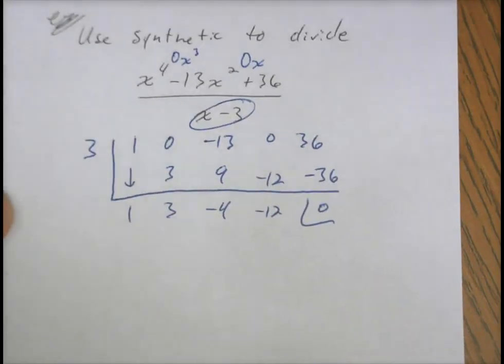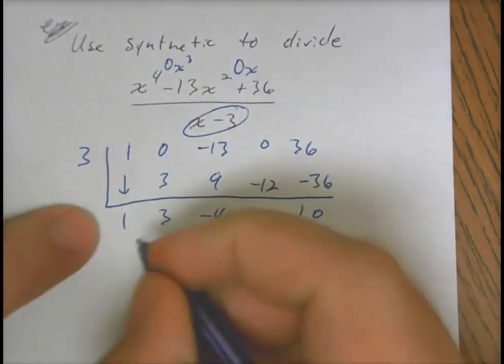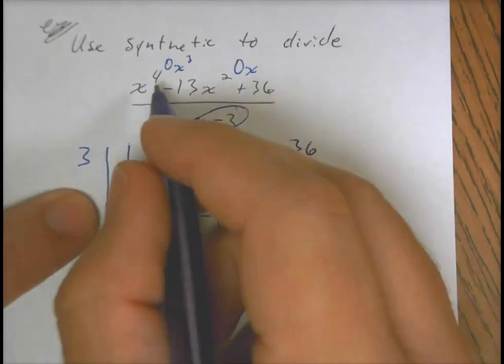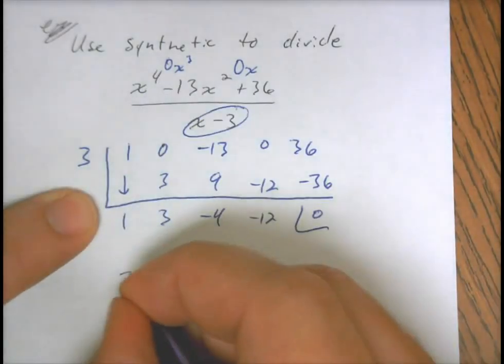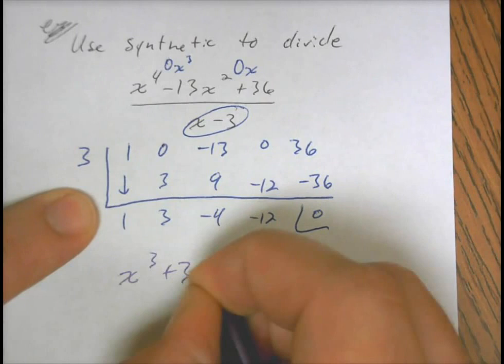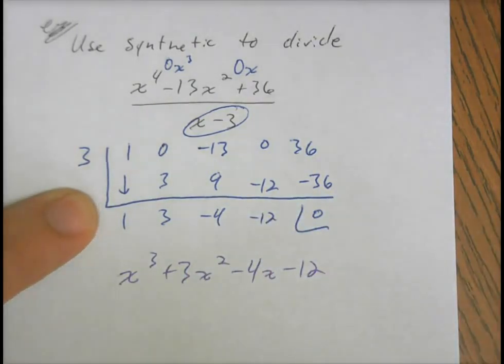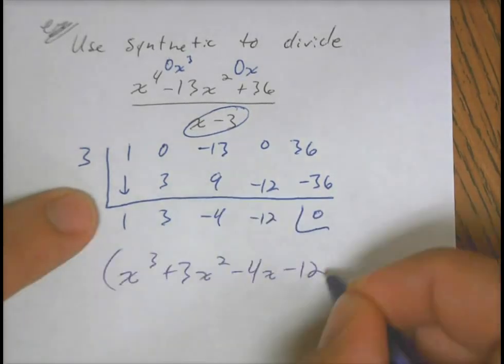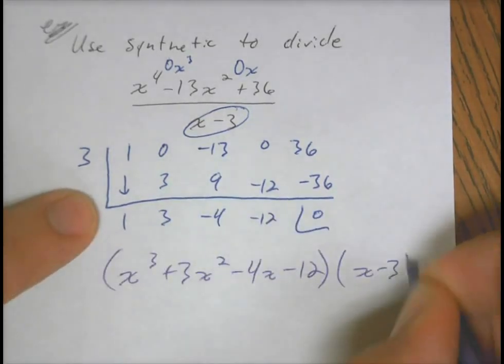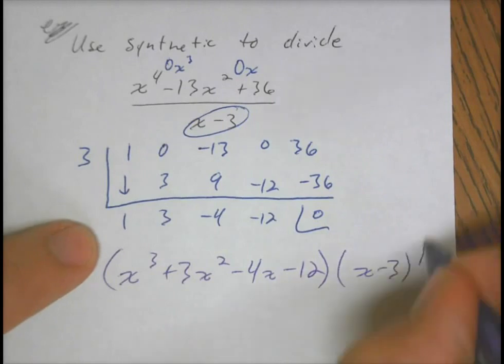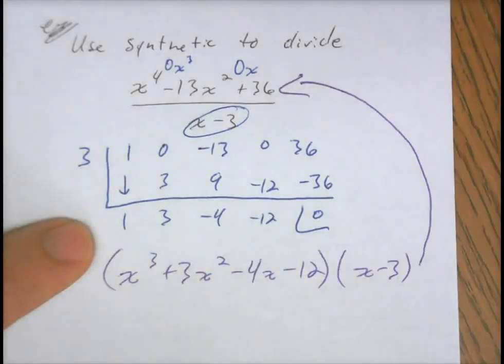Anyways, we'll talk about that in a little bit. So here, again, I started off with x to the fourth, so it will come out x cubed. So I have 1x cubed plus 3x squared minus 4x minus 12. That would be your answer. Again, just remember, though, that if we multiply this by x minus 3, this would all give us back the original thing that we started with.